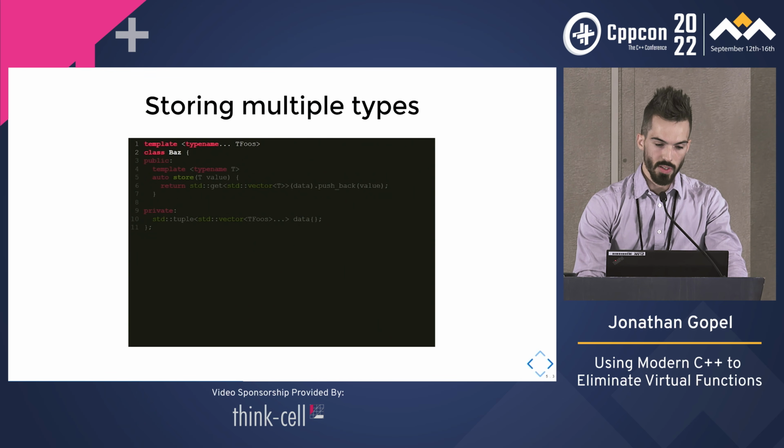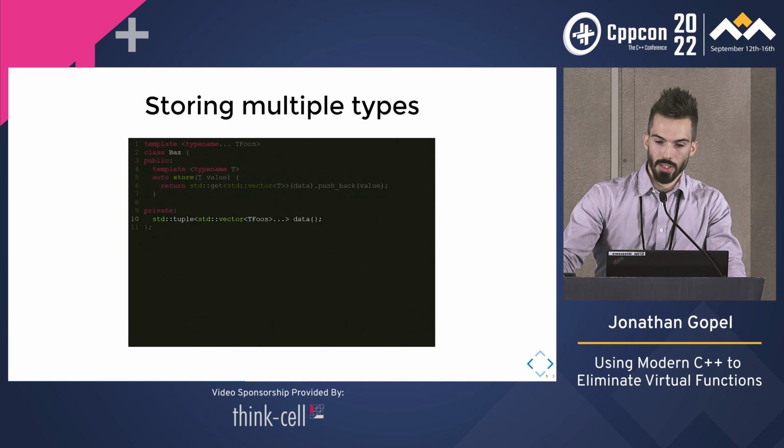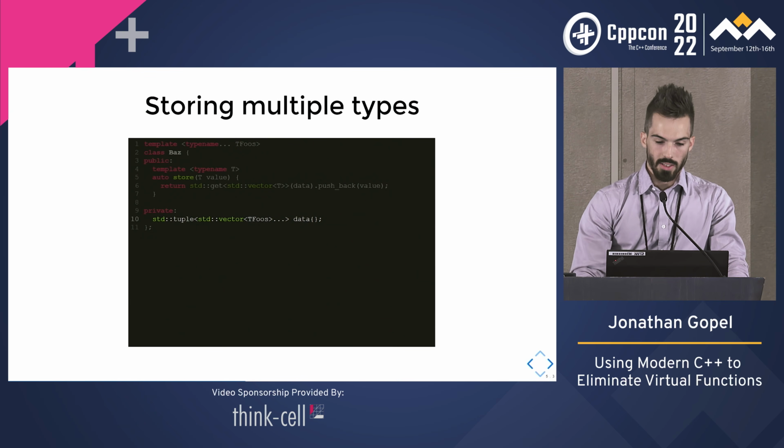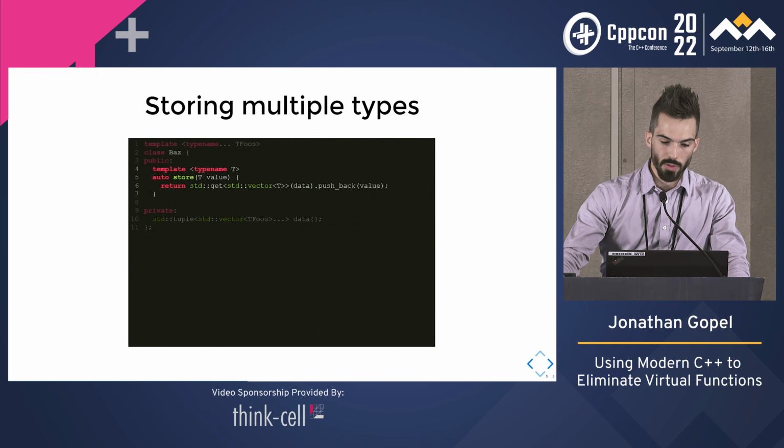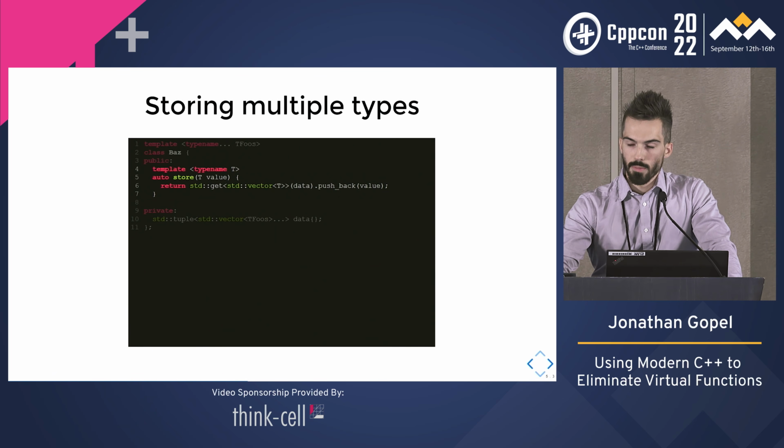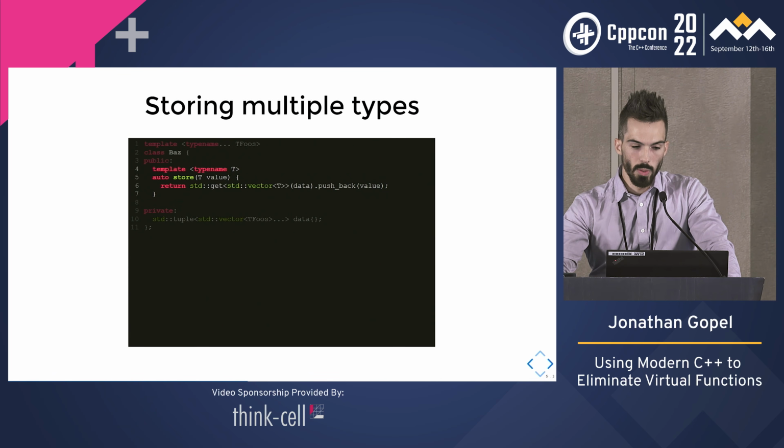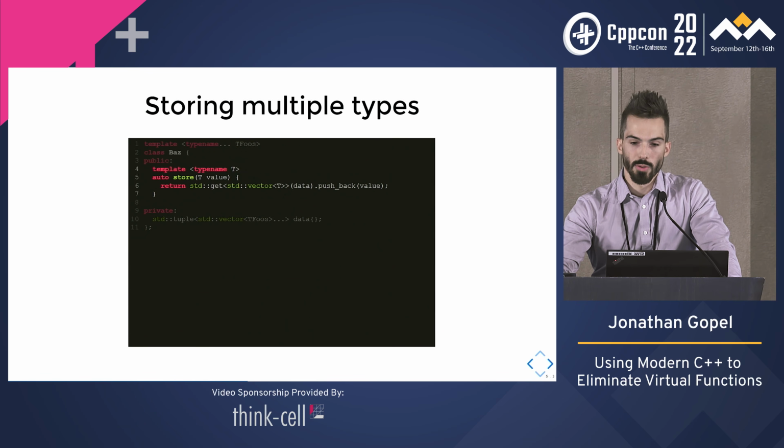This time we're going to use a storage of a tuple of vector of tfoos. So we have a vector of tfoo for each item in that type list. We've got this store function here, which is potentially non-obvious, right? So what we want to do is look up the vector that's storing the specific type, and then add the value coming into that vector. So here we can deduce our type t from the input type, and then we want to look up the vector holding t in the tuple, and then we can simply push back onto that.